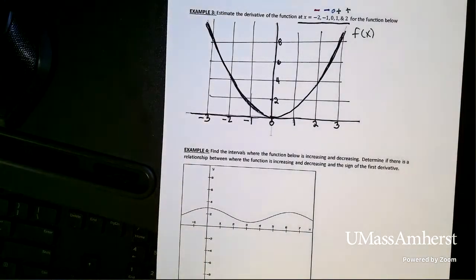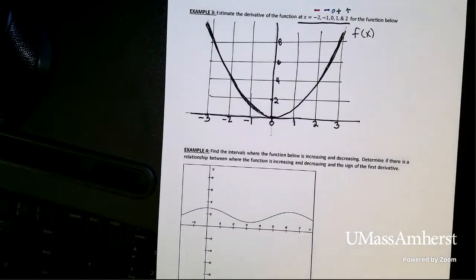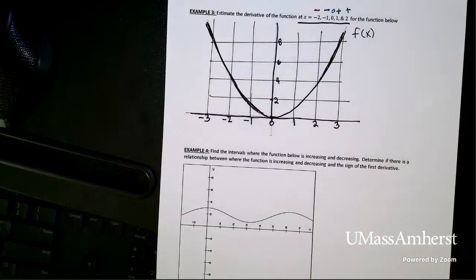Now we want to make it a little more formal. And for each of these points, what we want to do is approximate the slope of the tangent line. So how do we do that? Well, we have to sketch in the tangent line and try to figure out 2 points on that line to calculate the slope. Because remember, we're looking for the slope of the tangent line. So we're going to do the first one together. We'll do negative 2 together, and then I'll have you try the other ones.